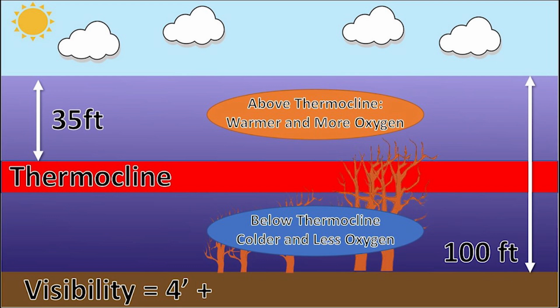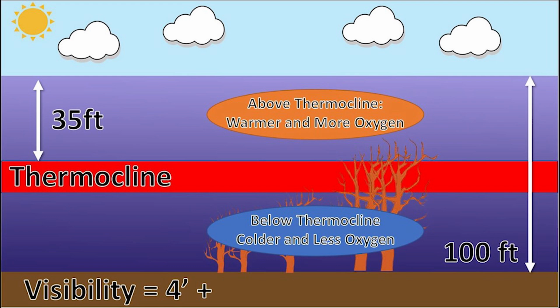Bass and baitfish need oxygen to survive, so they're going to be setting up above that thermocline when it exists, just so they can have enough oxygen to be able to function and to continue living. If you get below that thermocline, there's a lot less oxygen, and the bass aren't going to spend a lot of time down there just because it's not a really great condition for them.